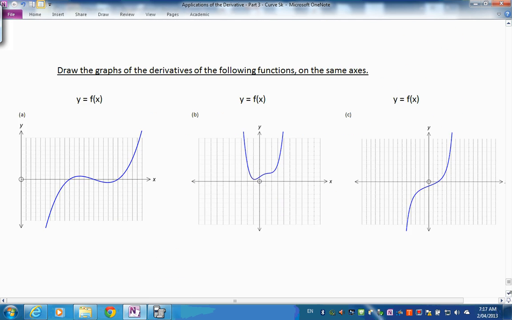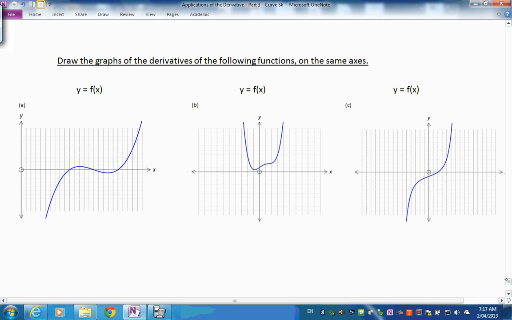So here, draw the graphs of the derivatives of the following functions on the same axes. Okay, so what you need to do is the same sort of thing. So I'll pause the presentation now because I'm going to write the solutions over the top of these. So therefore you need to actually have those done by the time I do that. So pause it now.